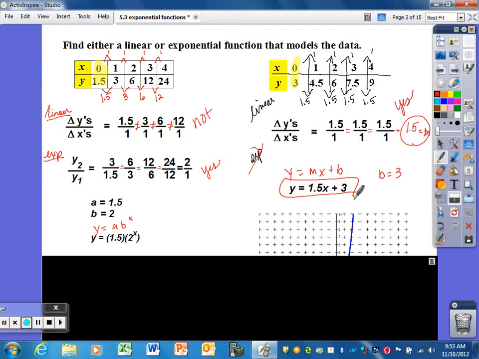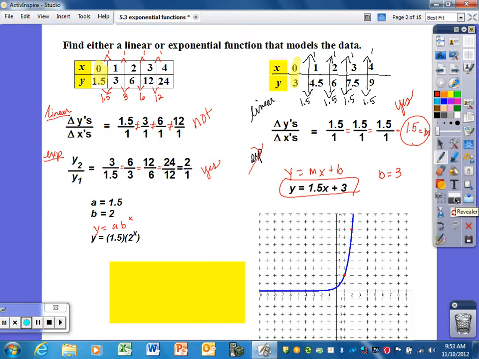So far we've looked at two numerical representations. Now let's look at a graphical representation. Just by this graph, does it make a line or a J-curve? It makes a J-curve, so this will be exponential. So for exponential, I need to find A and B, because y equals A B to the x.